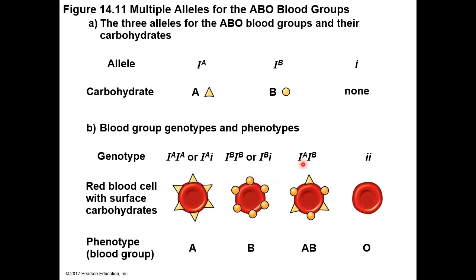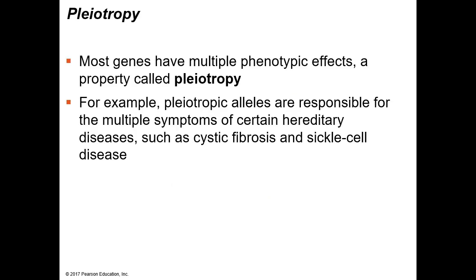But notice right here, if you have IA and IB, the A and B are going to be equally expressed and equally present on the surface of the cell. This is also an example of something called codominance. The A allele and the B allele are equally dominant, therefore they're both going to be equally expressed as a phenotype. If you have lowercase i, or ii, the red blood cell will have neither carbohydrate on the surface of the cell. The next exception is pleiotropy.